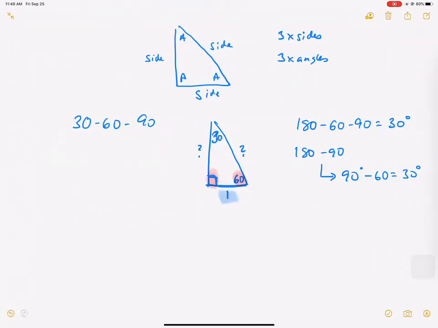Hey, we've seen this triangle already. This triangle is a special triangle to us. It's a 1, 2, square root of 3 triangle, so the hypotenuse is double the short leg. That's going to be 2. And the long side is going to be square root of 3.